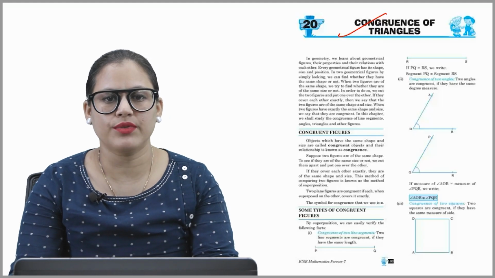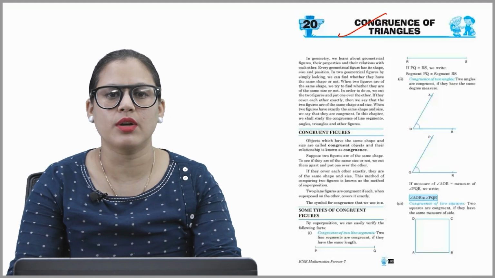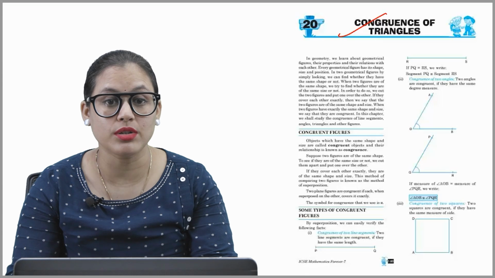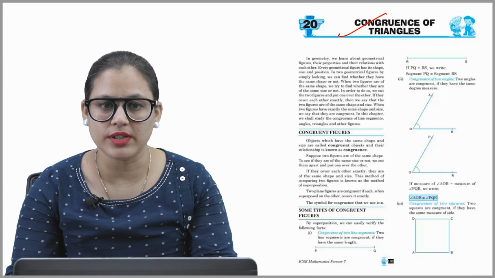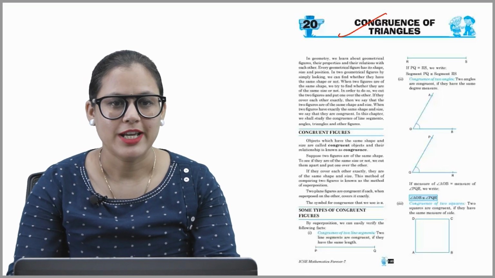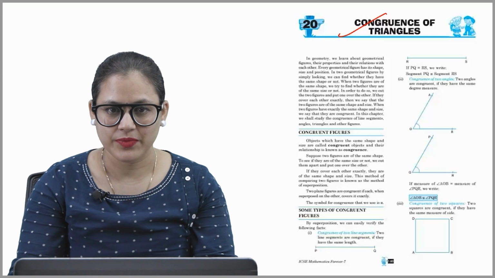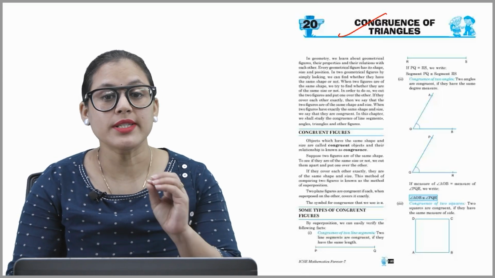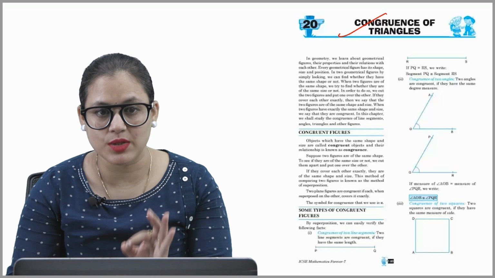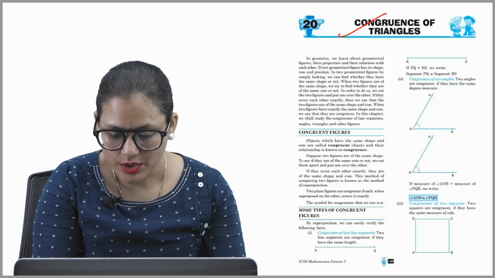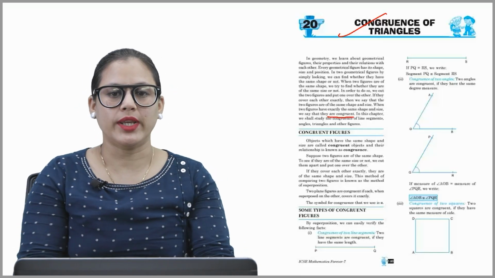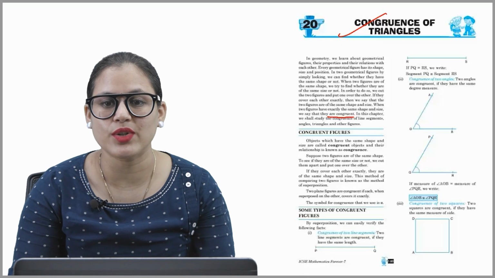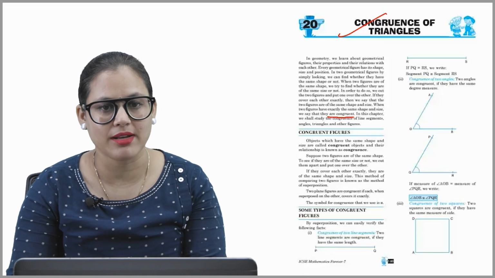When two figures are of the same shape, we try to find whether they are of the same size or not. In order to do so, we cut the two figures and put one over the other. If they cover each other exactly, then we say that the two figures are of the same size and shape. When two figures have exactly the same shape and size, we say that they are congruent. So in this chapter, we shall study the congruence of line segments, angles, triangles and other figures.